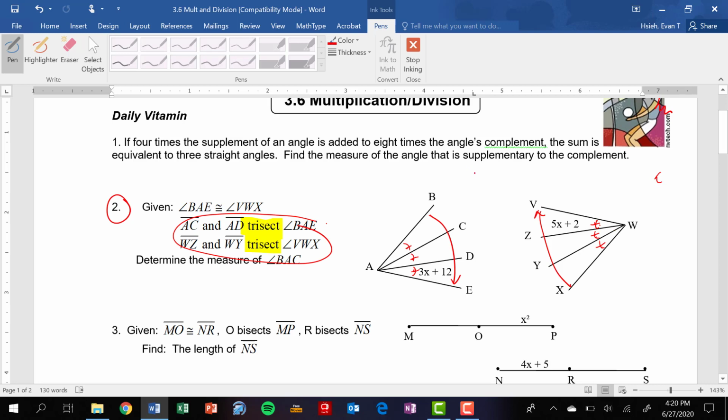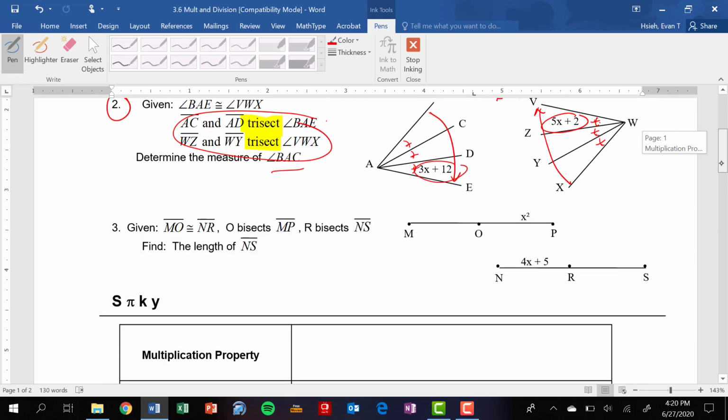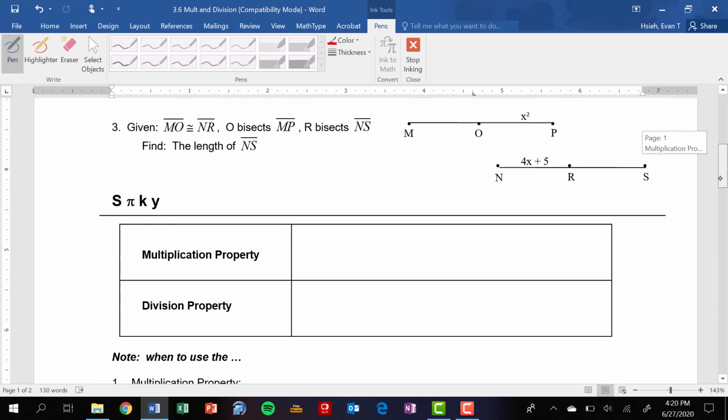And so because of that, I know that if this is 3x plus 12 and this is 5x plus 2, then I can say that 3x plus 12 must be equal to 5x plus 2, and I can solve for x. When I solve for x there, x is just going to be equal to 5, and then I can plug it in to find the measure of angle BAC. So that's an example of what we call division property.